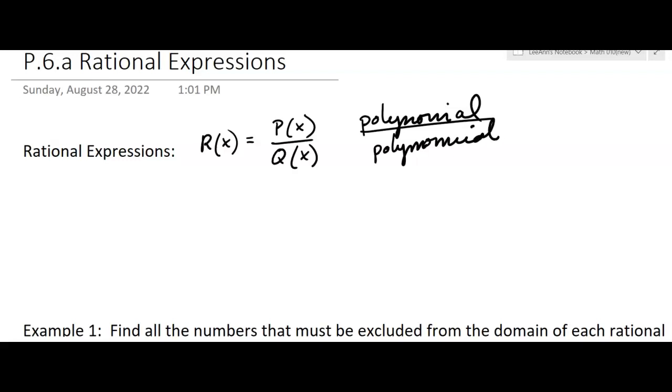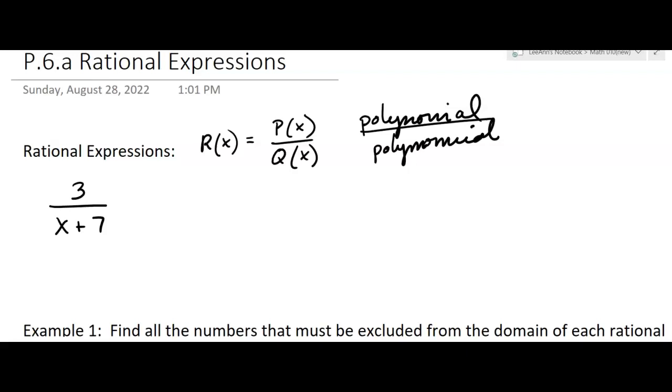Let me give you an example. So 3 over x plus 7. That is a rational expression. In the numerator, I have 3, which you can consider a polynomial. In the denominator, I have x plus 7, which you could also consider a polynomial.